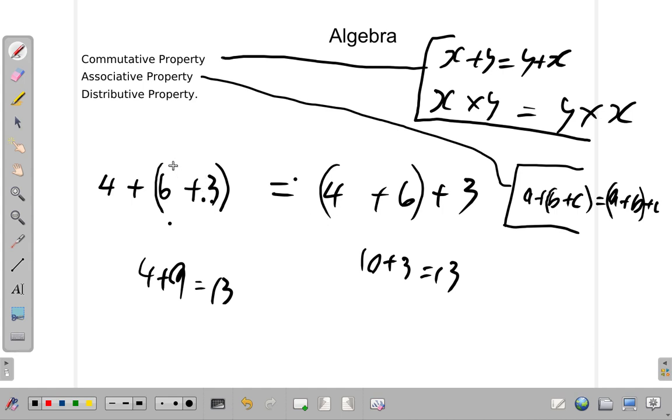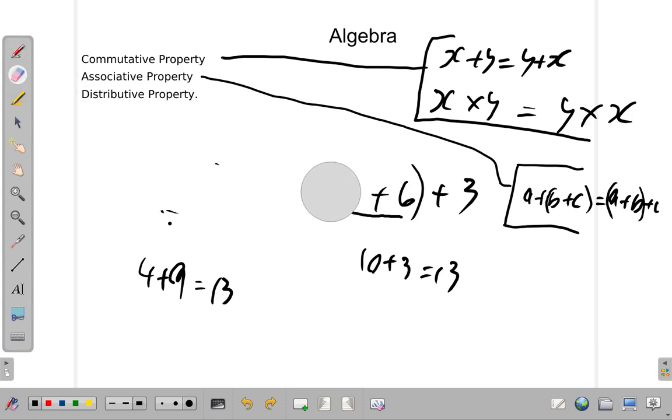Now, the bracket is like the four walls of an office, and there's a meeting. The associates are meeting in the office. So you have 6 and 3 associating with each other. They're having a meeting. And then 4 and 6 are associating with each other inside the bracket, in the room. So associates have meetings inside the office, and the office would be enclosed by the brackets. All right, so that's the associative property. It doesn't matter which one you put in the bracket.